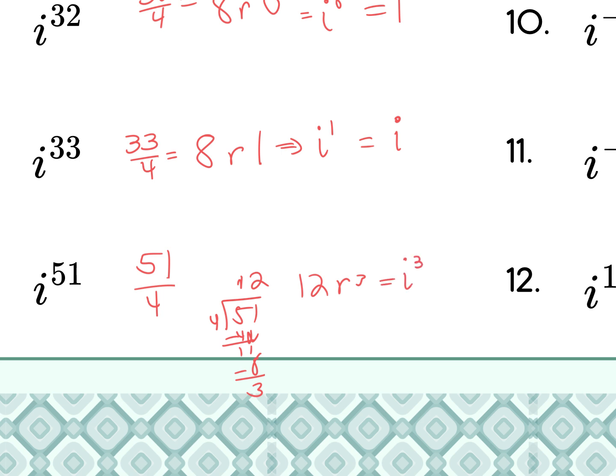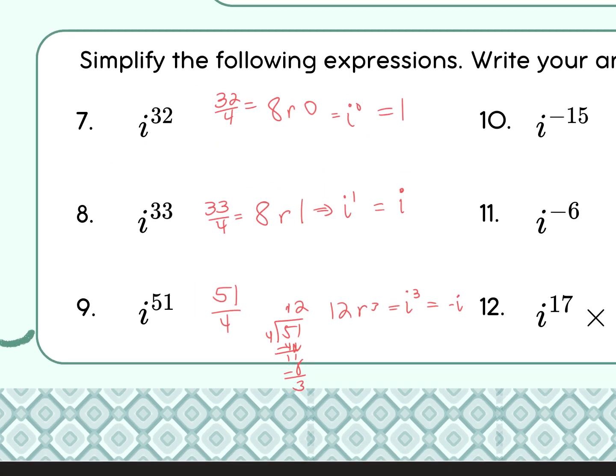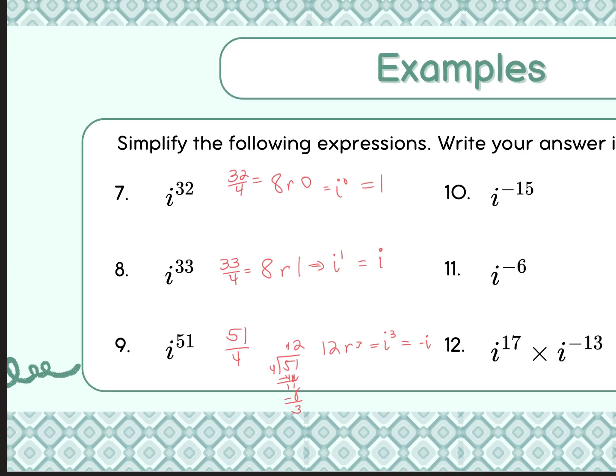Look at your little chart. What is i to the third power? It's just -i. Because if you look back at the pattern for i's, there's only 4 choices it could be. It's either going to be 1, i, -1, or -i. Then the pattern repeats. So it's always going to go back to those 4 numbers.